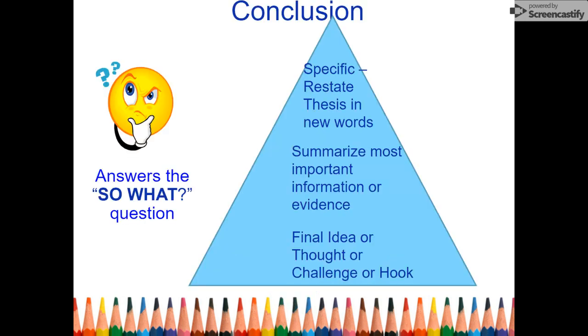Now to look at the conclusion. The conclusion is sort of the opposite of an introduction. That's why we use the symbol of a triangle. The first step for a conclusion is to restate your thesis in new words. That's very specific. Then it starts to get a little more general, where you summarize that most important information or evidence. And then it ends pretty general with that final idea or thought or challenge or even a final hook. So hit pause and copy this triangle down into your notes.